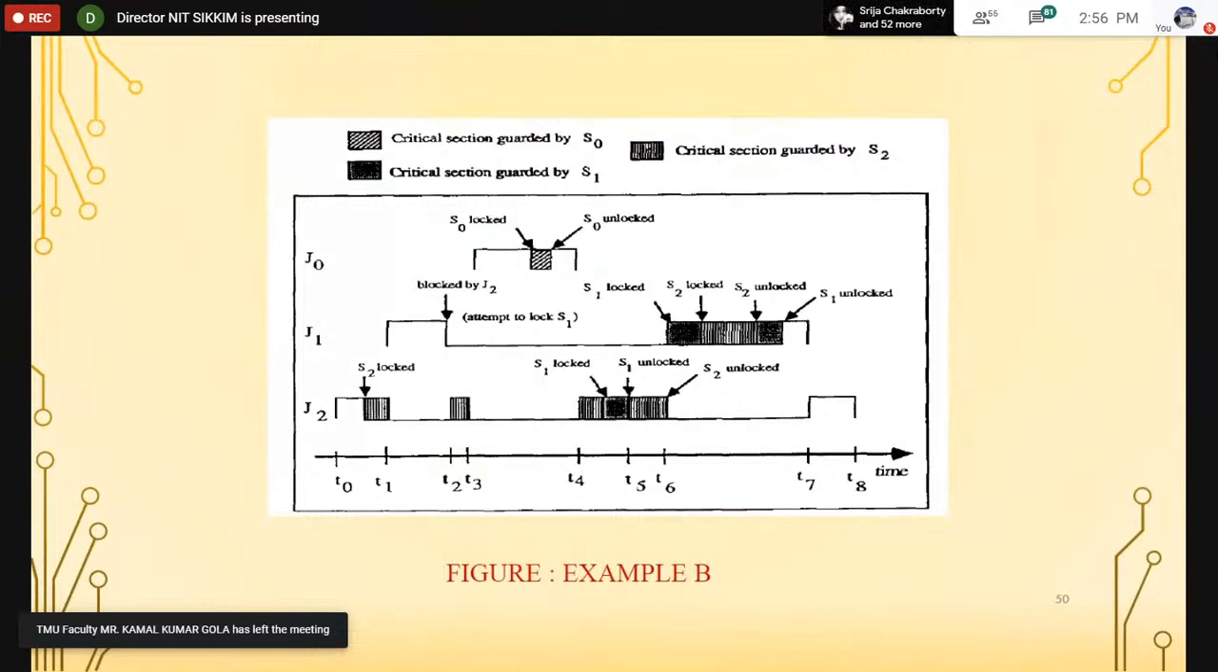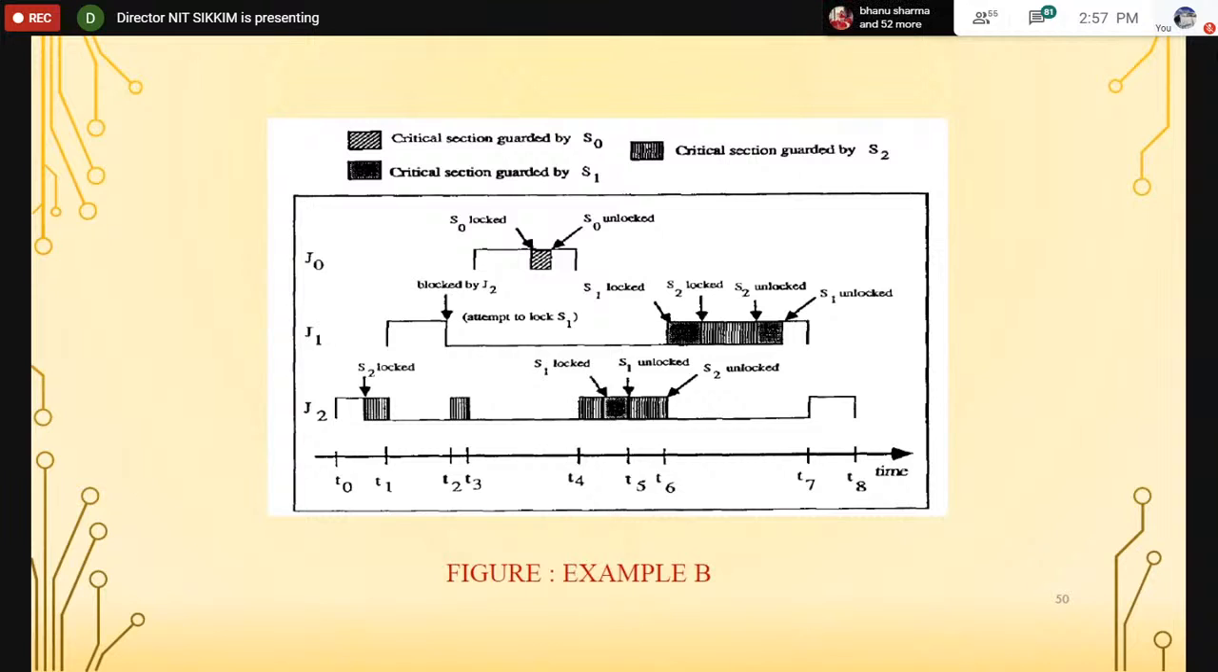Now finally at T2, when J1 comes, it requests, let's say, S3. When it requests S3, the access is denied because S3 is already locked, and J1 is blocked. Now J1 needs both S2 and S3, and therefore it has to wait for the duration of the critical sections of both J2 and J3. So in this case, J1 is going to wait at least for the duration of CS2 plus CS3.